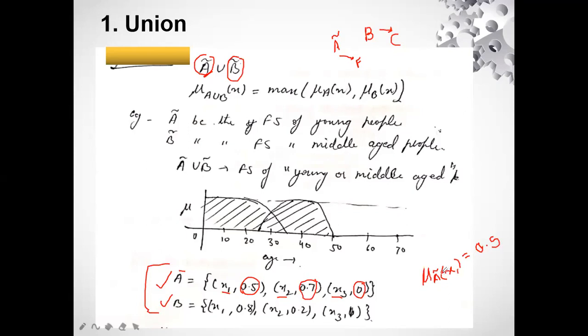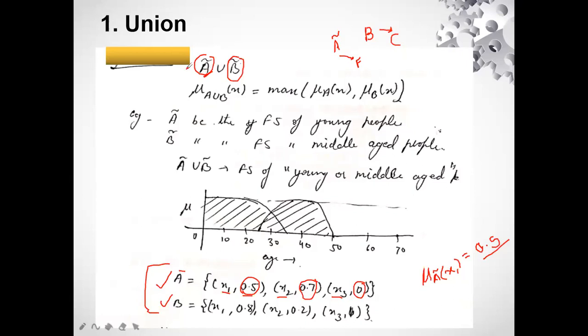X1 is the element which belongs to fuzzy set A, and its membership function, mu, is the symbol for the membership function. The membership function of element X1 in the fuzzy set A is equal to 0.5. Similarly, how am I going to write for this? Mu A bar of X2 is equal to 0.7. Mu A bar of X3 is equal to 0. Okay, so this is how we are going to denote it.